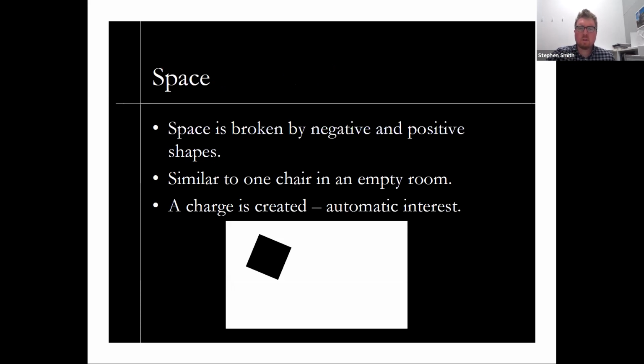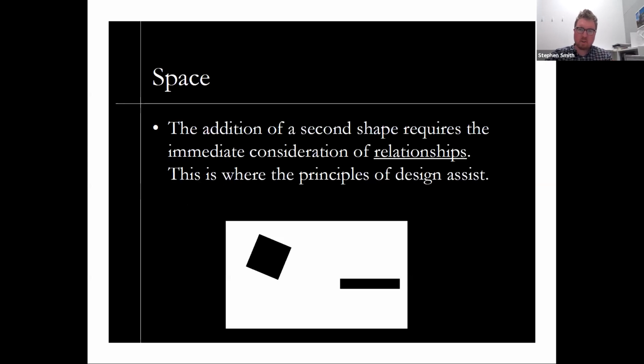So if we think about space, it's broken up by positive and negative shapes, as we're seeing on this image here. We have a positive shape, which is our black square. And we have a negative shape, which is the white space around it. And it's important to understand both of those things. For instance, when we have this one positive shape, it's giving us a focal point, right? It's like if we have a chair in an empty room, that is automatically bringing our attention. If we bring in a second element, now we have a relationship between the two. And that's where we start to really break down some of these principles of design and composition.